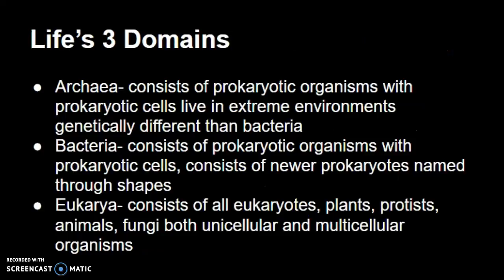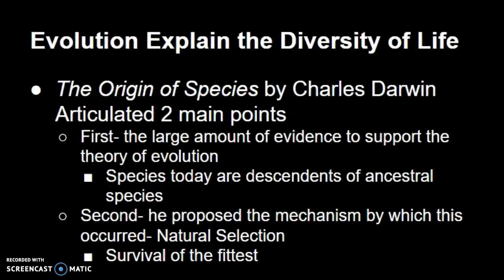The next is, we believe life has three domains, and in those three domains we have archaea and bacteria, which are both bacteria, but the archaea are older and they live in extreme environments. The bacteria, which used to be called eubacteria, are still prokaryotic organisms. They are bacteria, but they're newer and they have shapes. And then we have eukarya, which is all eukaryotic cells, and it's what you think of most of the time. So plants, animals, anything along those lines is going to fall into eukarya.